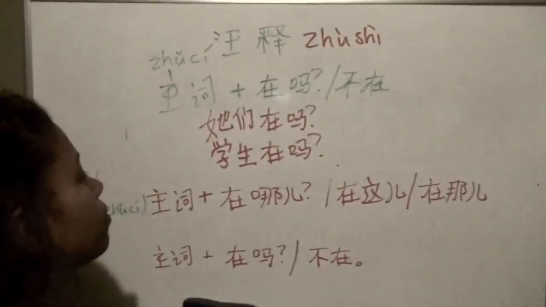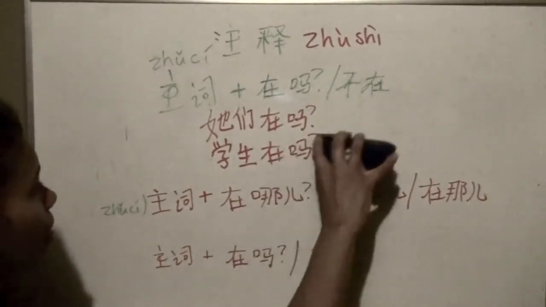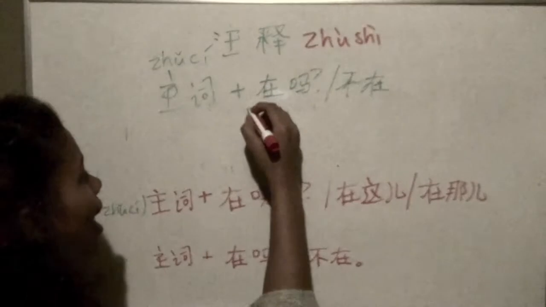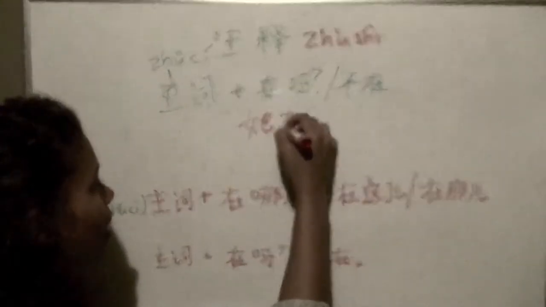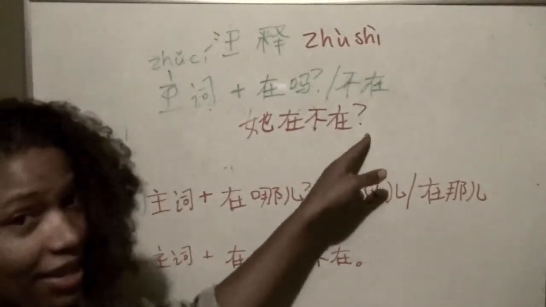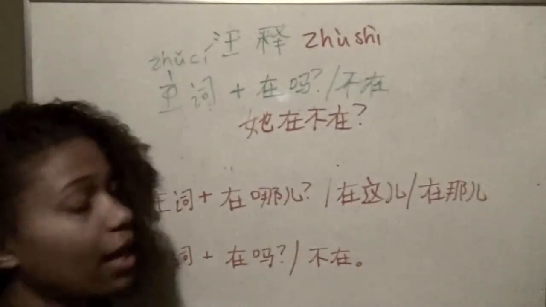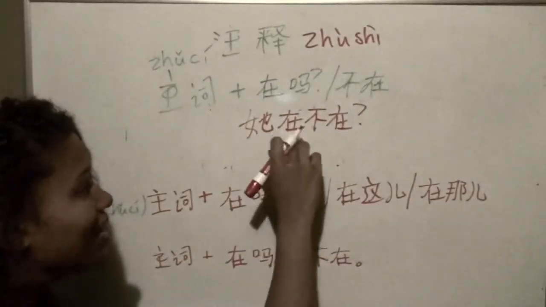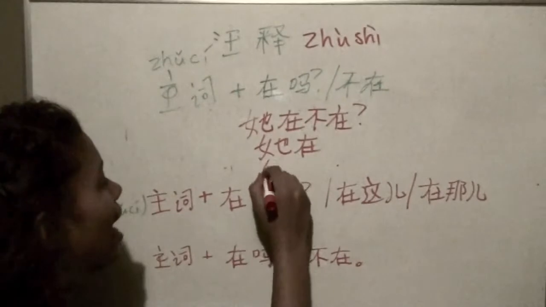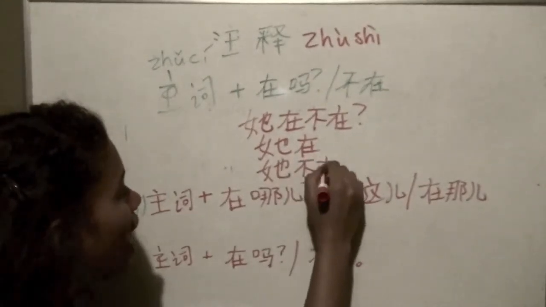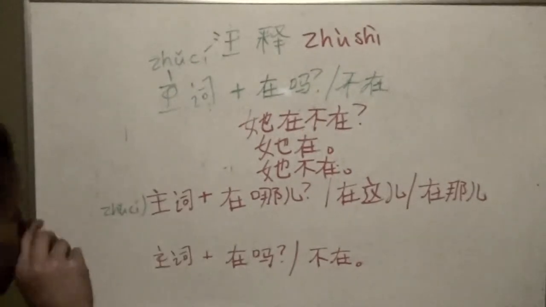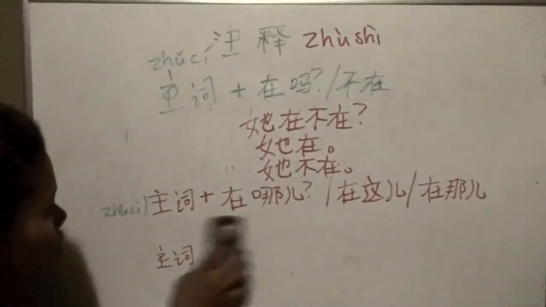Also, let's see. That's about it. Another question you can ask, and I'm not going to get too deep into this because I don't want to confuse you guys, is 他在不在? And there's no ma at the end. You're not going to say 他在不在吗? No, that sounds really weird. Don't say that. 他在不在? 他在. She's here. 他不在. Anyway, just teaching you guys that. That's about it.